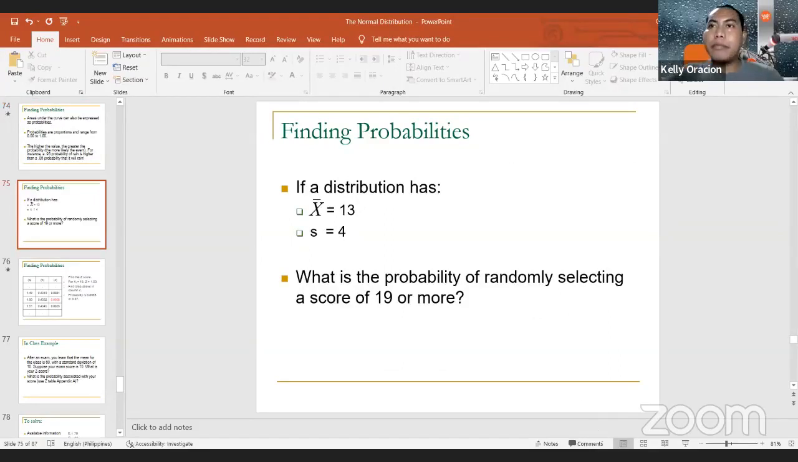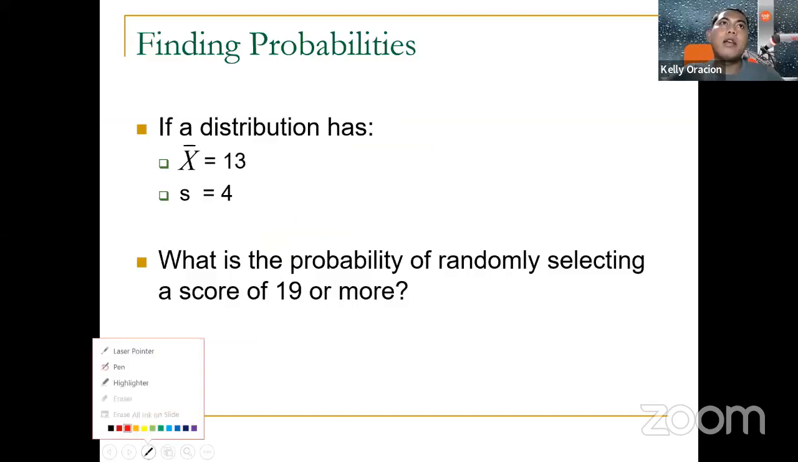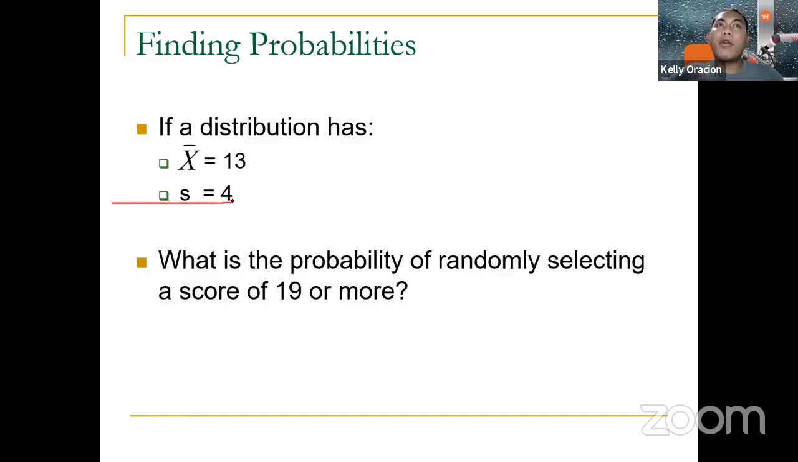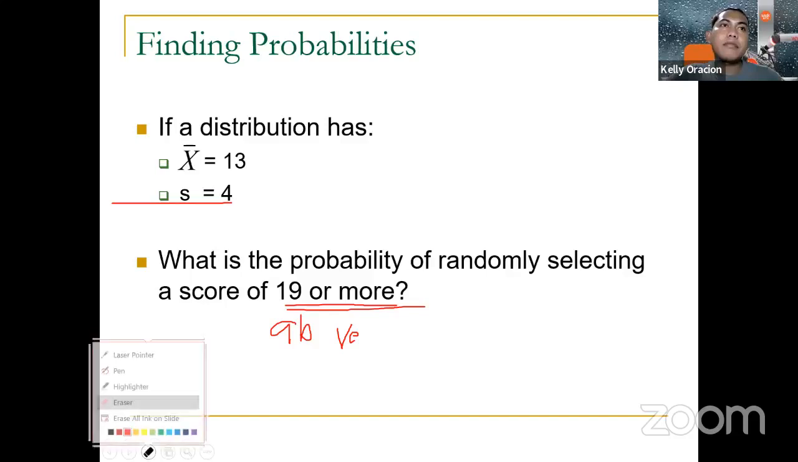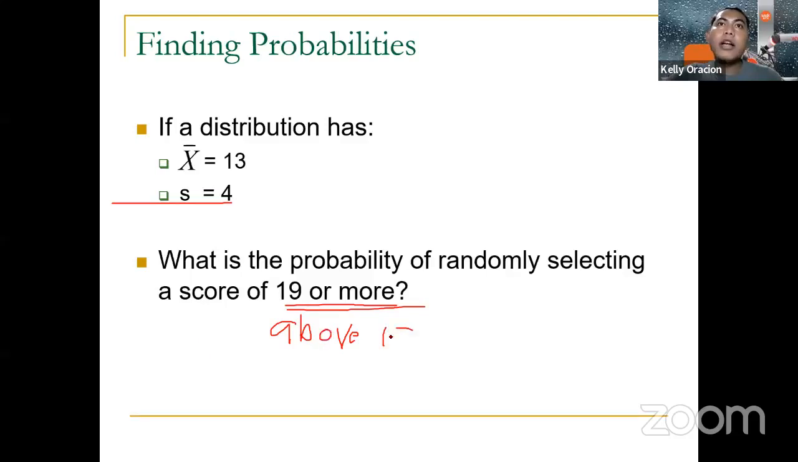Let's solve this problem. If a distribution has a mean, which is another symbol for mean, equal to 13 and a standard deviation of 4, what is the probability of randomly selecting a score of 19 or more? 19 or more means above 19, or greater than 19.